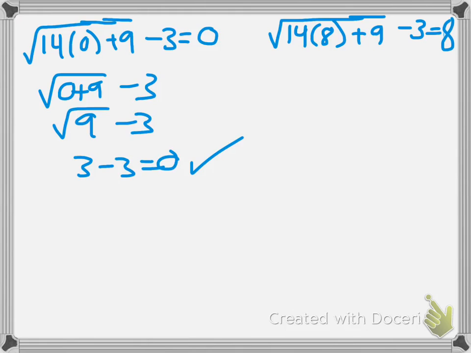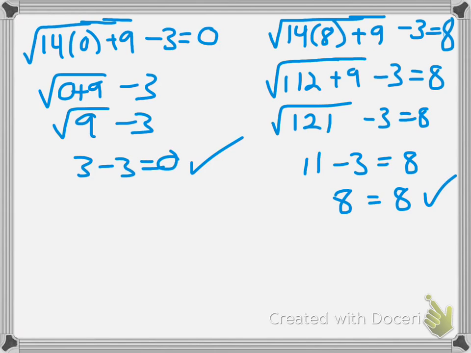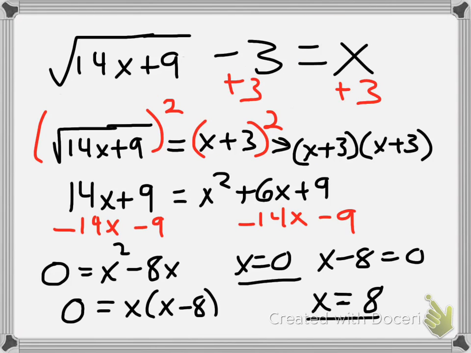Testing my second one. 14 times 8 is 112. I'll add 9, which gives me the square root of 121. Square root of 121 is 11. And does 11 minus 3 equal 8? And indeed it does. So this tells me that both of my answers, x equals 0 and x equals 8, are solutions to my equation.